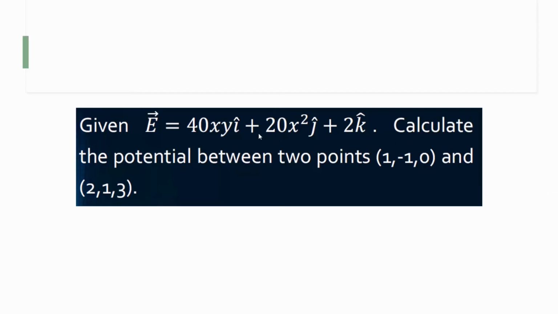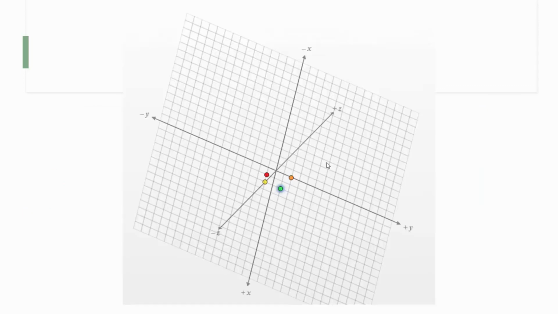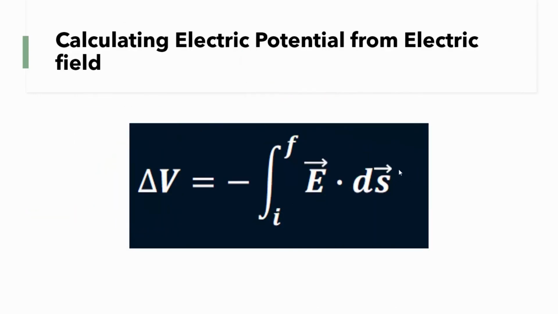The gist is, para magkaroon ng electric potential between them, yung particle mag-move from 1, negative 1, 0 towards 2, 1, 3. So, ayan, mag-move siya from the initial point to the final point. So, imagine nyo yun sa utak nyo. Actually, drawing ko siya sa isang 3D Cartesian plane. Ito yung initial point, that's 1, negative 1, comma 0. This is 2, 1, 3. So, mag-move siya from here to here. Pero, balik tayo dito sa formula.